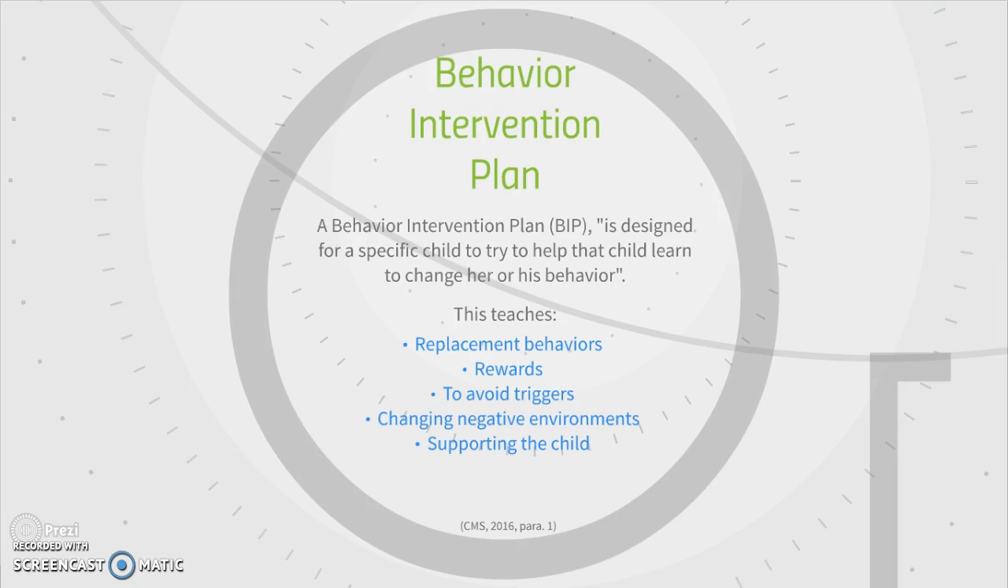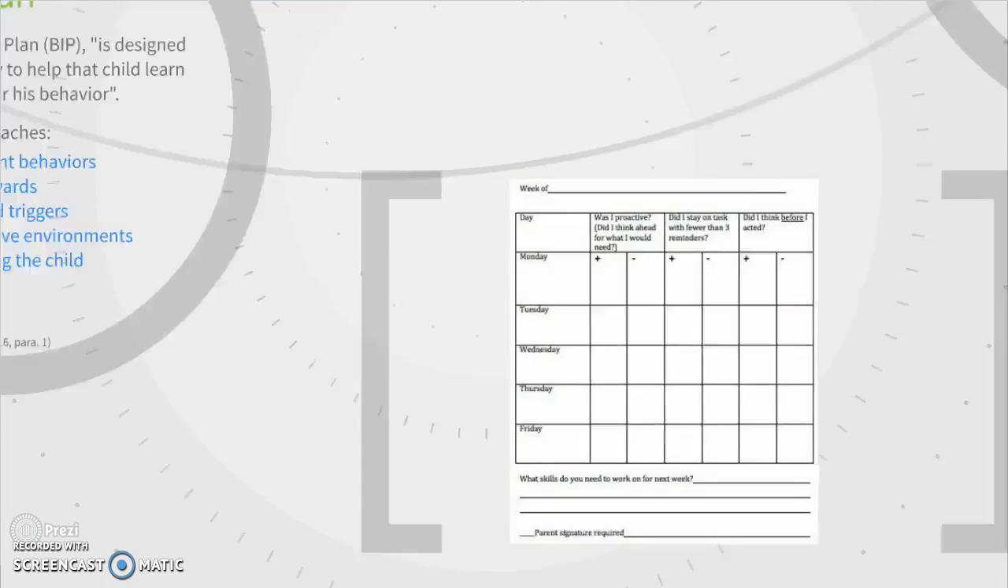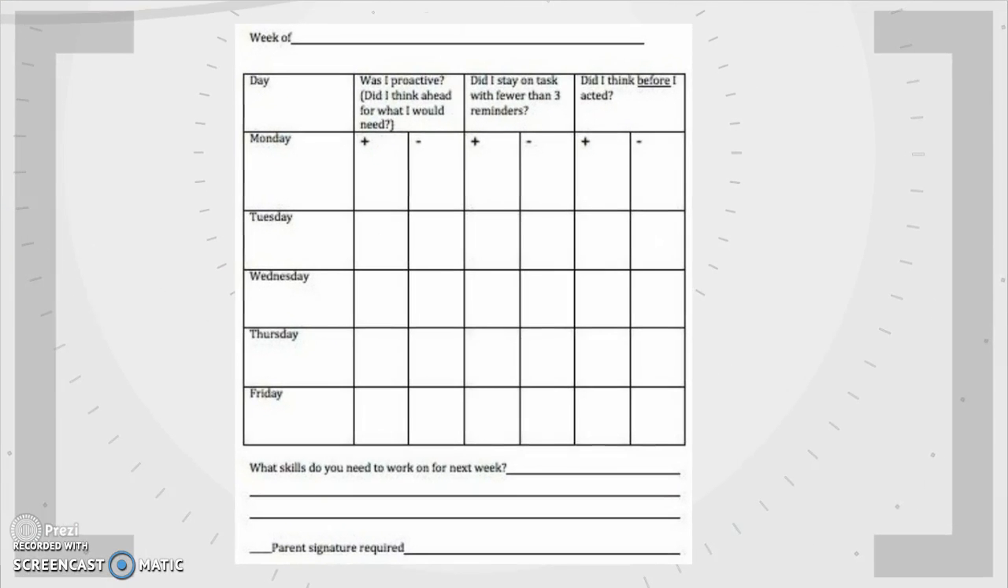This is created with the data from the functional behavior assessment. It is all about rewarding good, positive behaviors and redirecting the negative. The child will more than likely receive a behavior sheet for their choices for each day. So this is an example of what a behavior sheet could look like, and you would just put a plus or a minus if they did what they were supposed to do throughout the day, and the parent usually signs it at the end of the day.